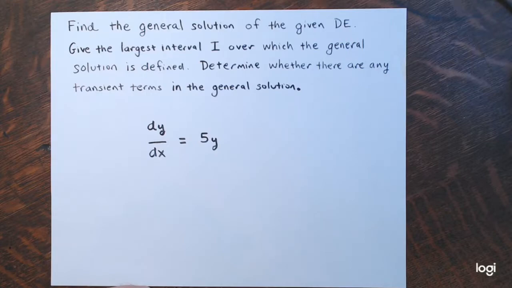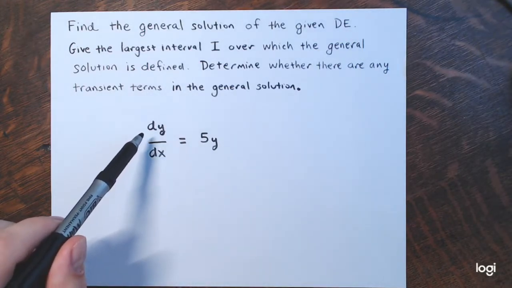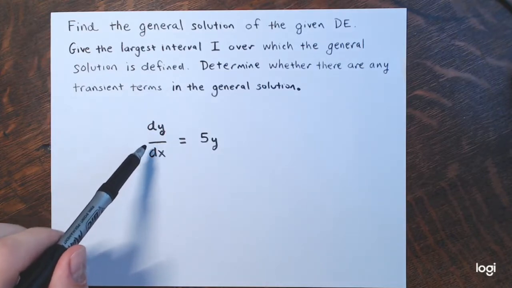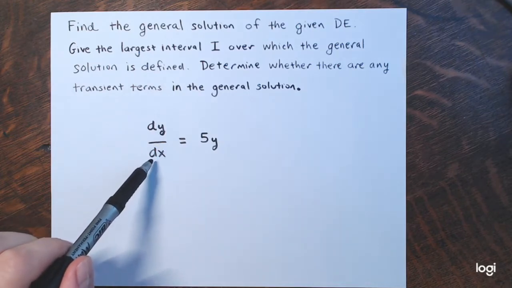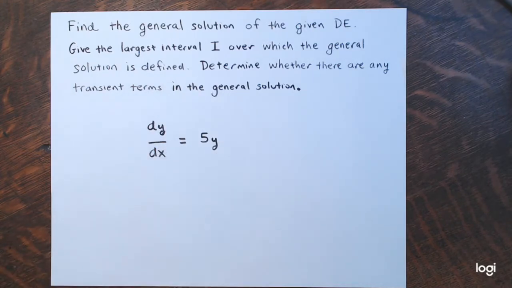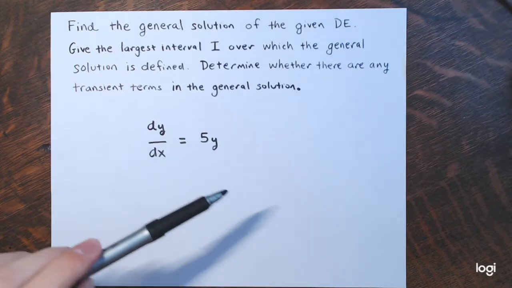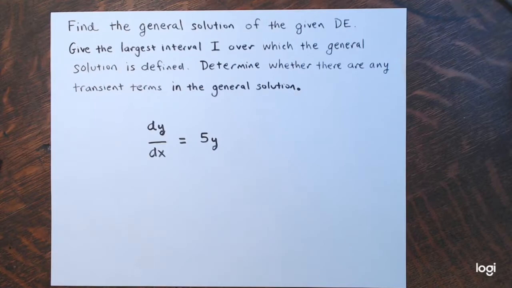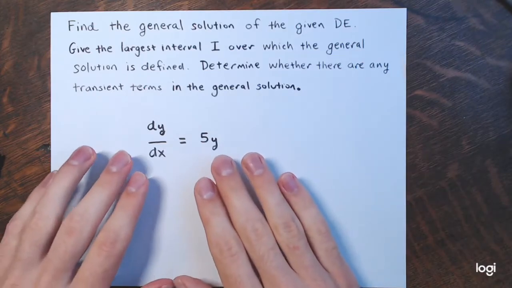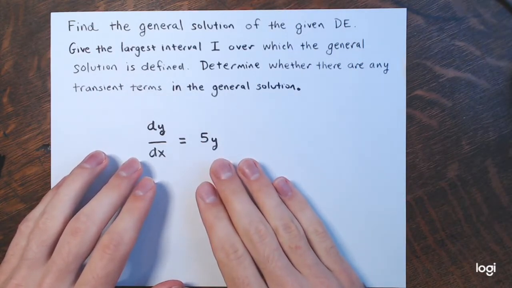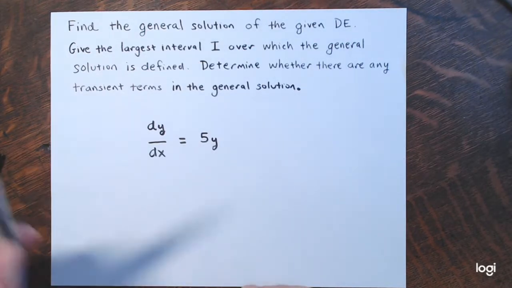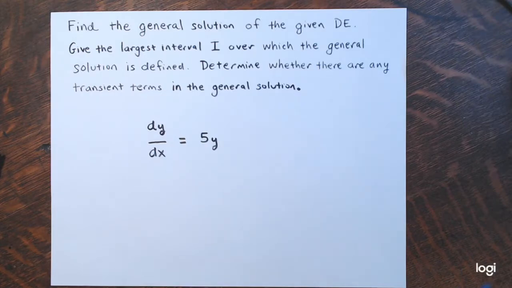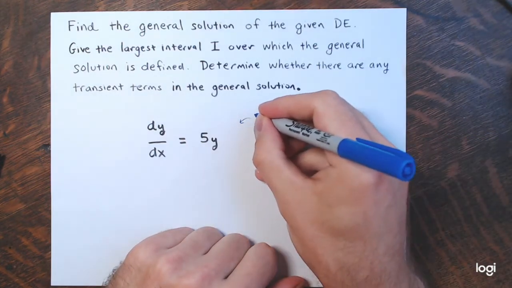In my first example, I've got dy dx, the derivative of y with respect to x. Here we're treating y as the dependent variable, x as the independent variable, equals 5 times y. If you remember previous videos I've put up or reading you've done, you think, hey, this is a separable equation. So I could solve this the way you solve any separable equation. In fact, I'll do that real quickly off to the side.